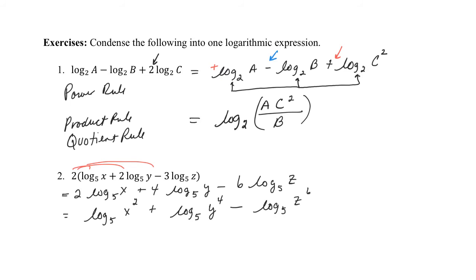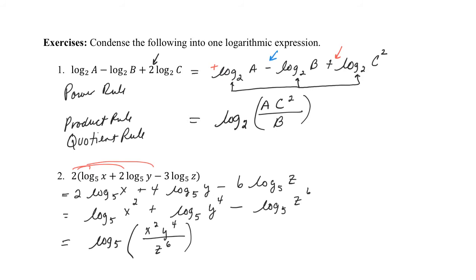And now I'm ready to use the product rule and the quotient rule. If it's positive, it goes in the numerator. If it's negative, it goes in the denominator. So log base 5 of x squared times y to the 4th divided by z to the 6th. And so at that point, I'm done.